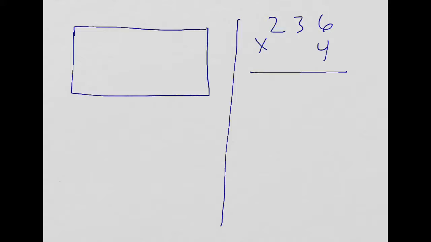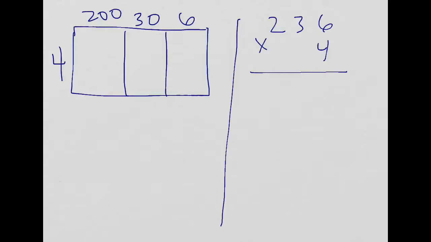You're going to put a rectangle, and because there are 3 digits, 3 place value spots, you're going to divide it into 3 segments. And we put the 4 over here on this side, and then we look at each place value and think how much is a digit in that place worth. So a 2 in the hundreds place, that's worth 200. A 3 in the tens place is worth 30. And a 6 in the ones place is worth 6.